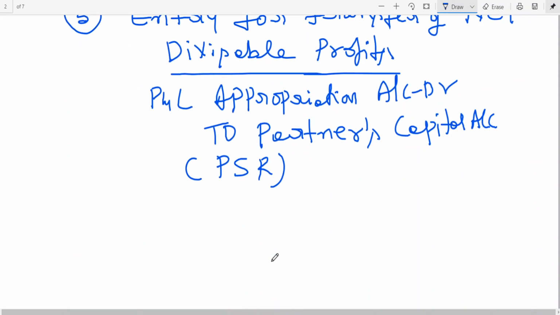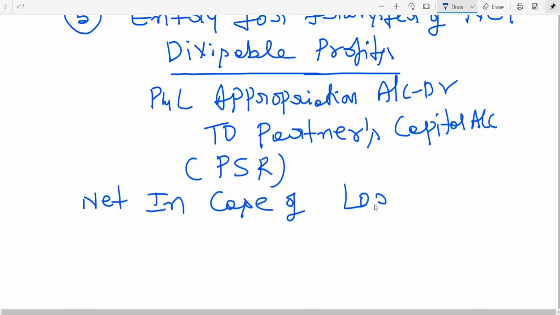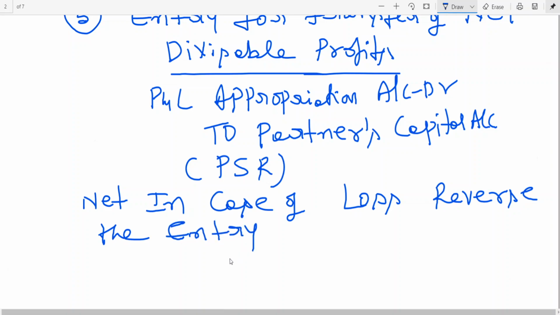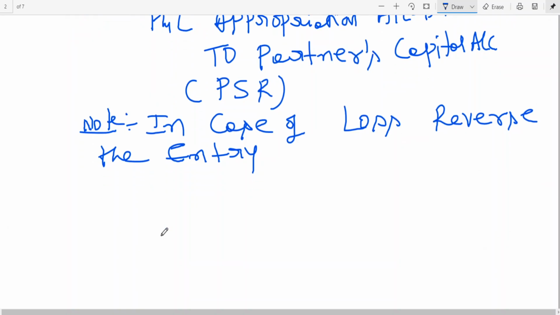In case of loss, reverse the entry. Is this clear to all of you?